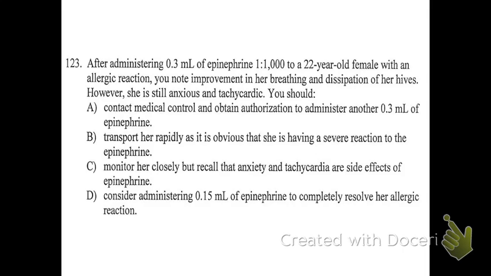Nearly done, you guys. Number 123. After administering 0.3 milliliters of epinephrine to a 22-year-old female with an allergic reaction, you note improvement in her breathing and dissipation of her hives. However, she is still anxious and tachycardic. What should you do? Again, we don't give epinephrine from a vial, so instead of that 0.3 milliliters of epinephrine 1 to 1,000, put after administering an EpiPen. And go with the question from there.